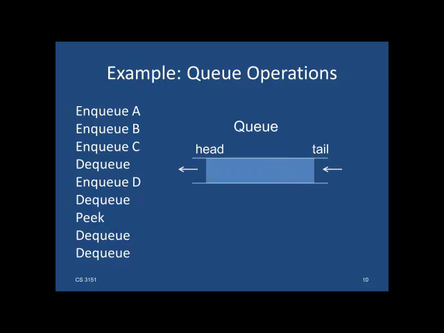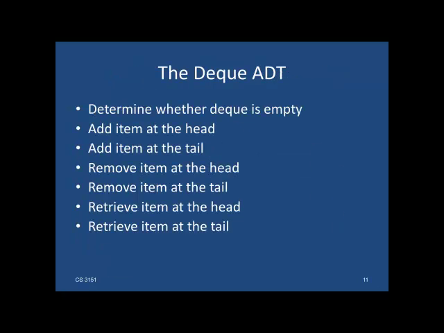The last abstract data type we look at in this tutorial is the deque, which is a short form for double-ended queue. The deque allows to add items and remove items from both ends, but as in the case of the stack and queue, we cannot remove or add items in the middle of a deque, for example. The deque is specified by the following operations: determine whether a deque is empty, add an item at the head, add an item at the tail, remove an item at the head, remove an item at the tail, retrieve an item at the head, retrieve an item at the tail.